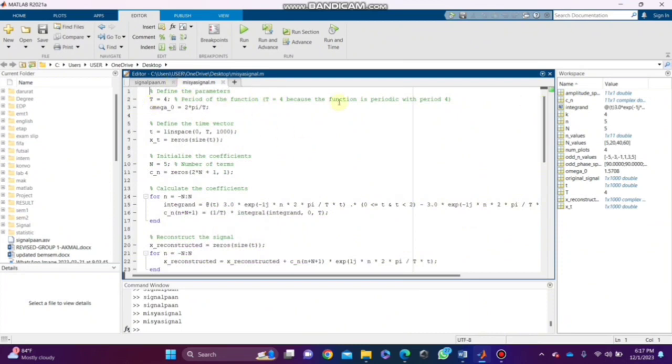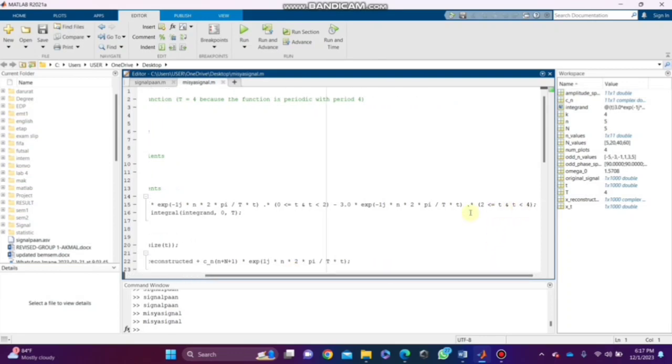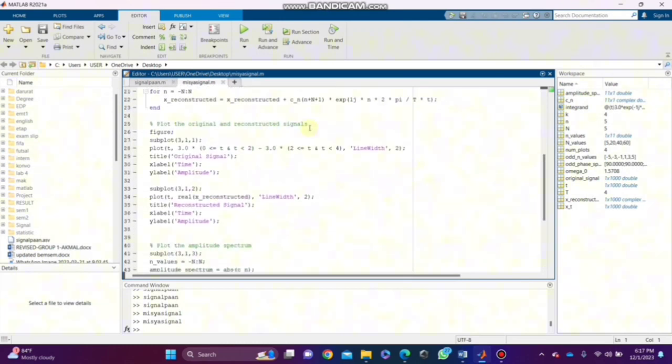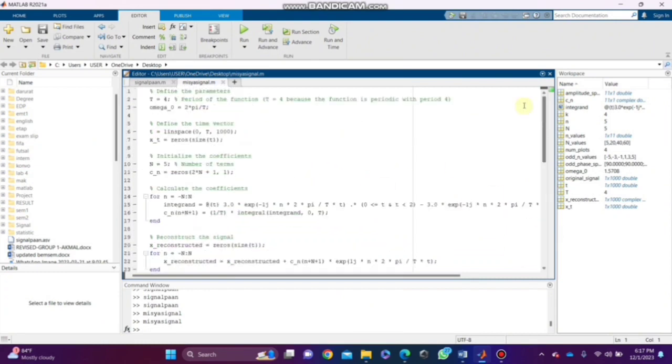We can see in this coding we define the parameters and the value of T. Also, we calculate the coefficients, the value of amplitude 3 and negative 3. After that, we plot the original and reconstructed signal, and also plot the amplitude spectrum.